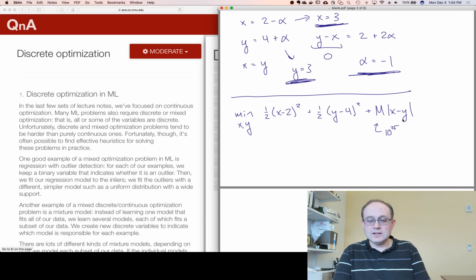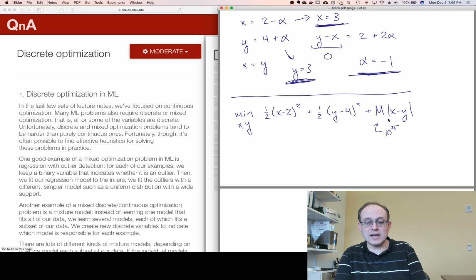And I guess this can work. This is called a penalty method, where you just add a penalty for violating the constraint. And if you make M big enough, absolutely, the only correct solution will be one in which x is equal to y.